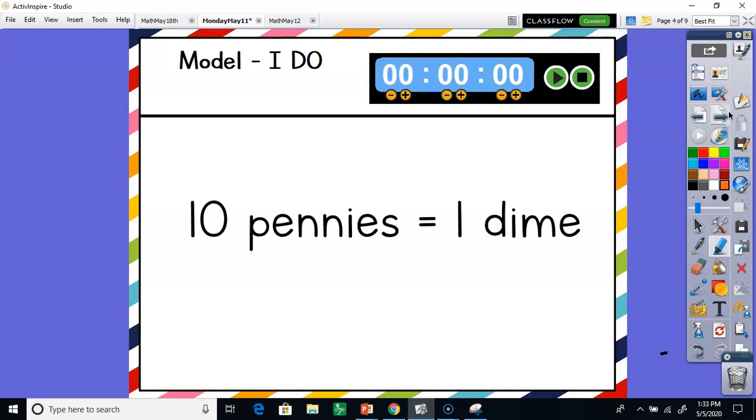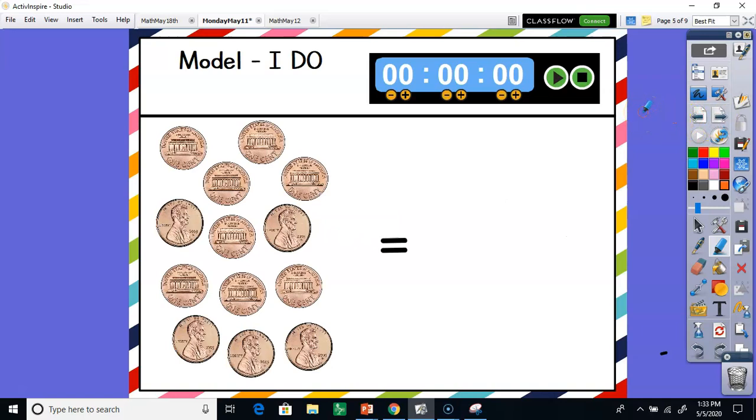So if I went to the store and something cost 10 cents, I could give the cashier 10 pennies or 1 dime, and I would still be paying the same amount of money for the item. Today, we're going to count groups of pennies into groups of 10. We did this a while ago when we were learning about regrouping and making groups of 10 with ones cubes and 10 rods. We're going to do the same thing, but with pennies and dimes.